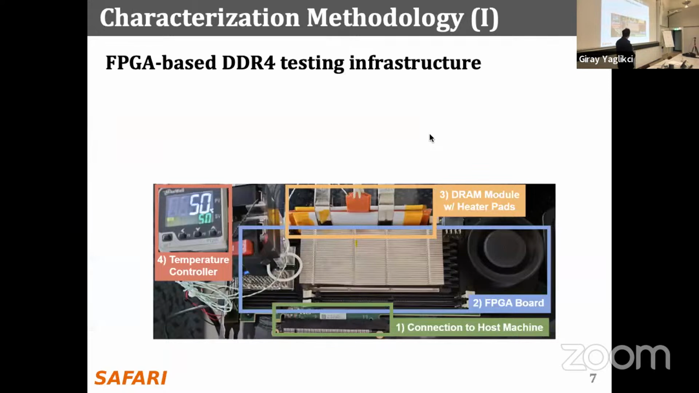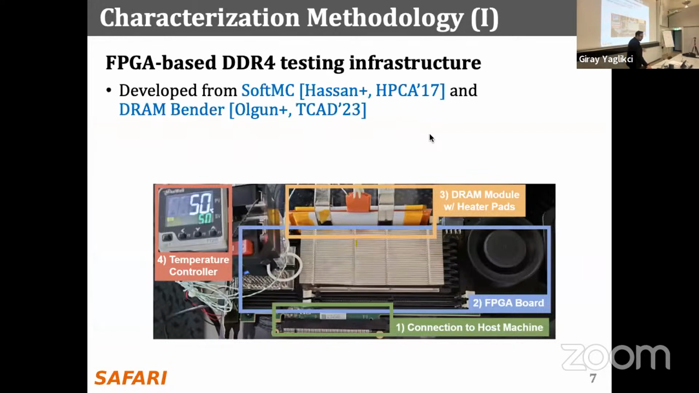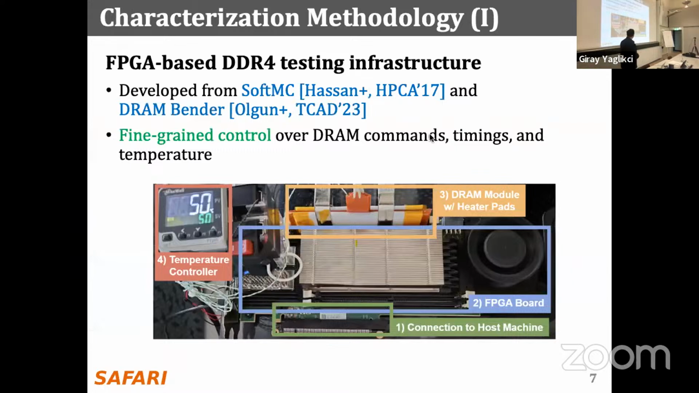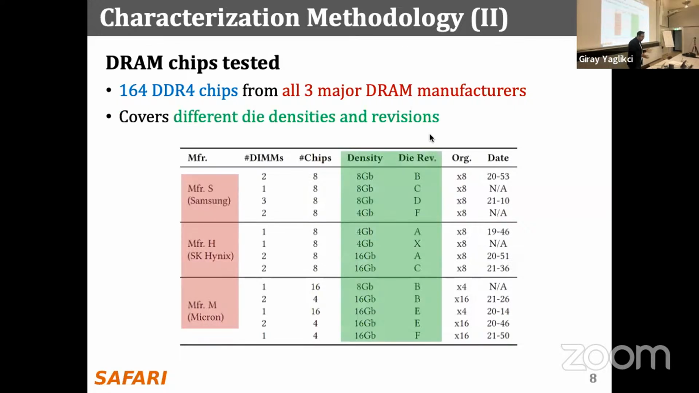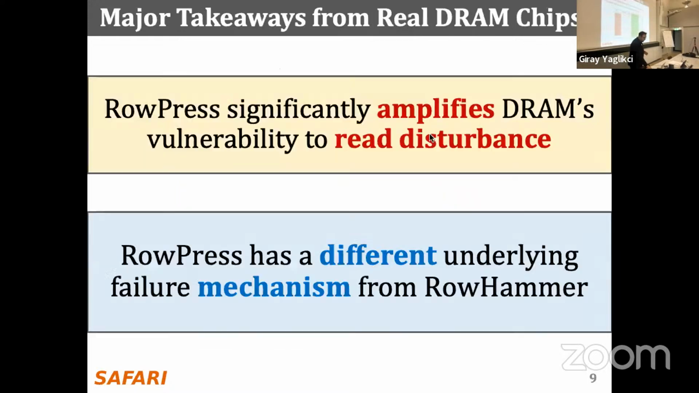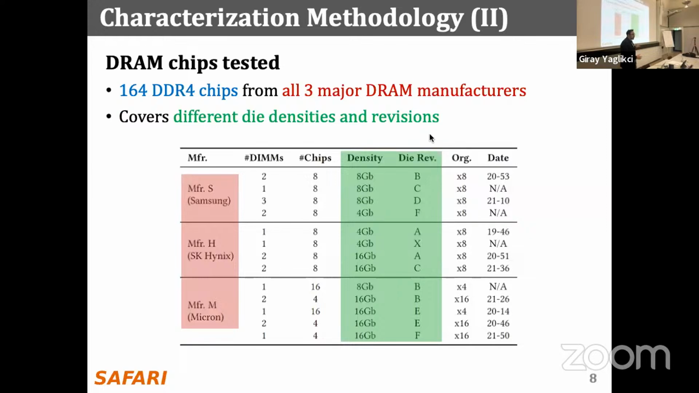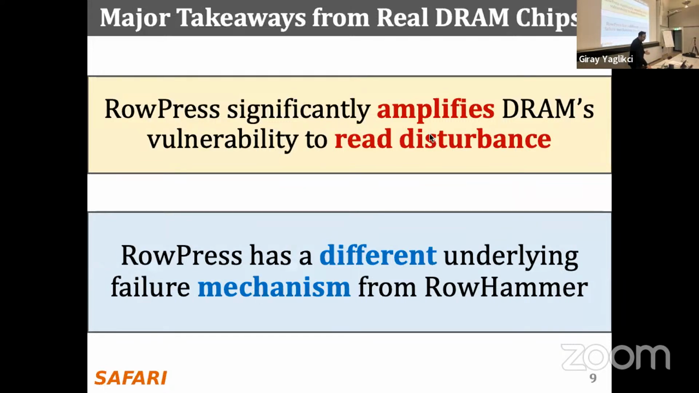Let's talk about the characterization work a little bit. So we use this FPGA-based infrastructure. Again, it's the same infrastructure called DRAM Bender, and we have the same temperature control, and we have fine-grained control over DRAM commands, timings, etc. In this work, we test 164 DDR4 DRAM chips from all three major manufacturers, and here the names are already disclosed. And as you can see, it covers multiple manufacturers and different die densities and revisions. So whatever we explore in the following results is something common across all these modules, unless otherwise specified.